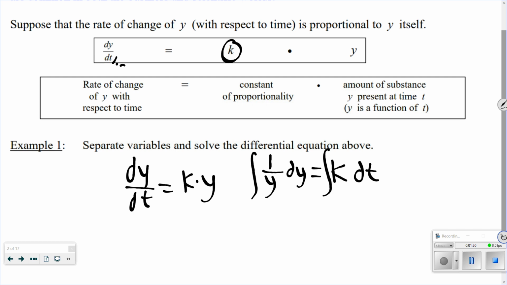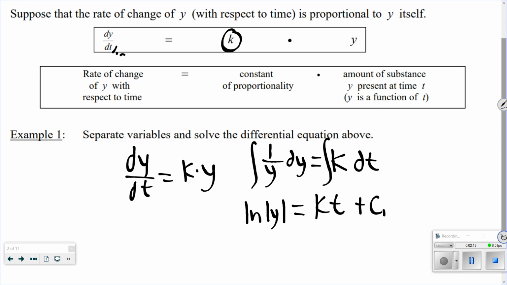When I integrate 1 over y, I end up with the ln of the absolute value of y. k is just a constant, like for example 5. If I integrate 5, we're using the variable t, so it comes out to be 5t. So if k is a constant and I integrate it, it just comes out to be kt. And then I have my constant out there. Okay, let's keep going with that.